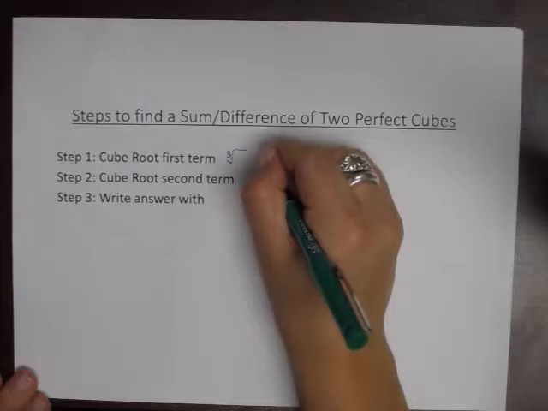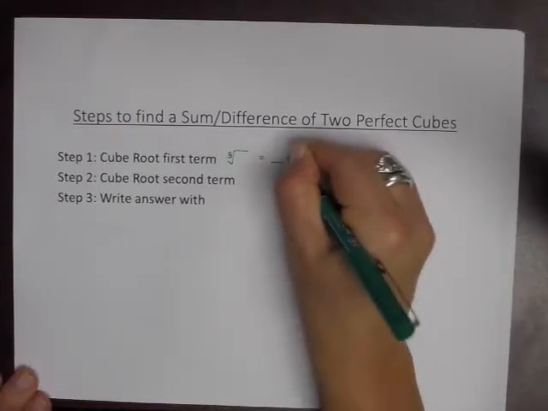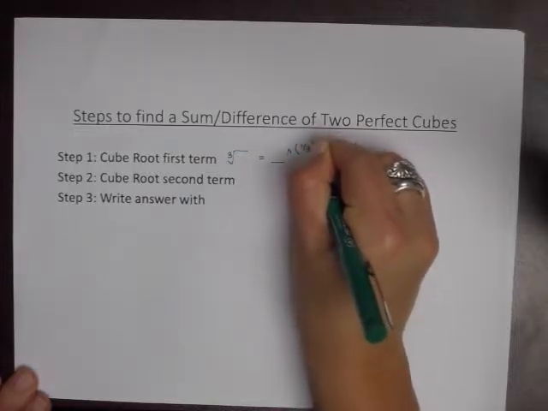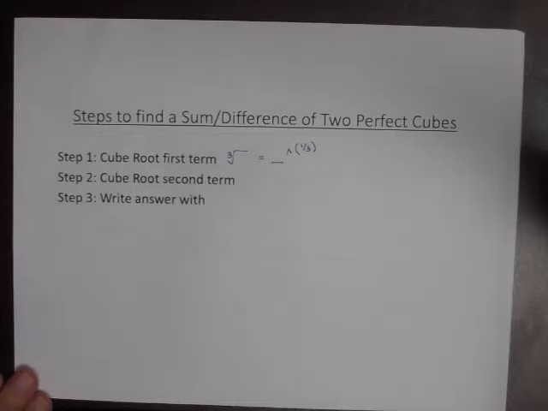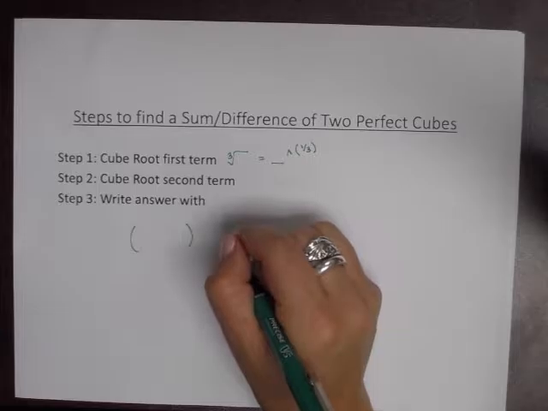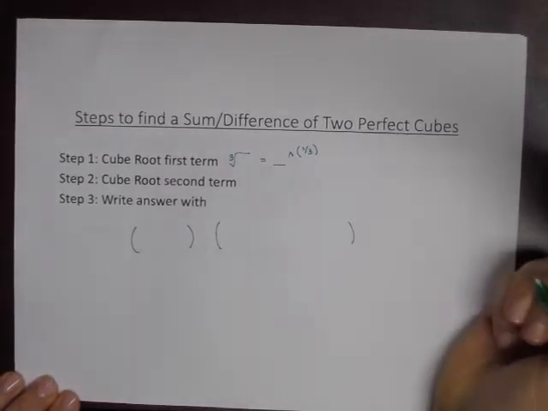How you would enter this in your calculator is you'd put whatever your base is, then you would do an up arrow, and then you would do 1 divided by 3. Okay? Then you're going to take the cube root of the second term, and then you're going to write your answer. So remember, we have to have a binomial and then we have to have a trinomial.